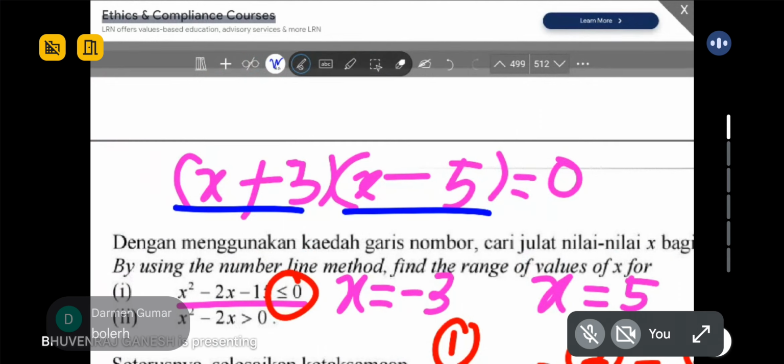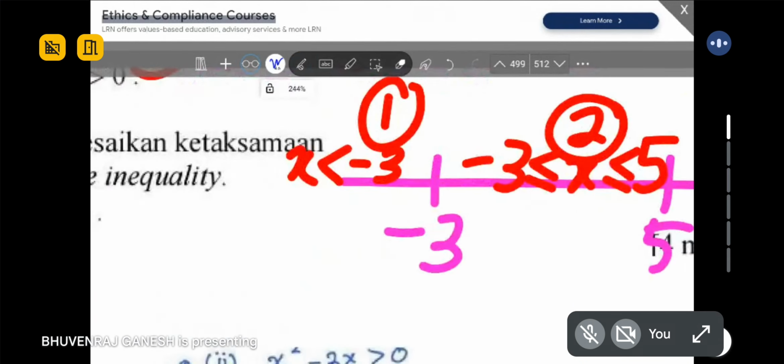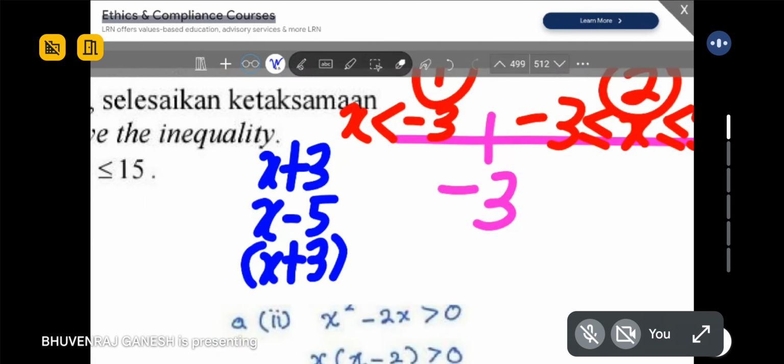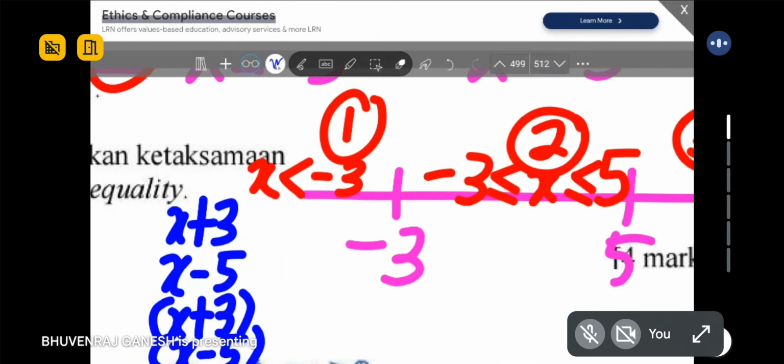Okay, so now you guys see this one. This is your 2 brackets, right? So you just write it down over here. You put x plus 3 here, x minus 5 here, and then you put the multiplication together. x plus 3, x minus 5. Something like this. Okay, so now comes the method.